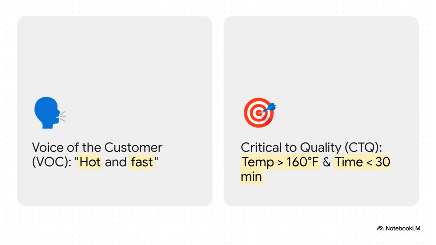But here's the catch: you can't really measure hot and fast, so we have to translate the voice of the customer into things we can measure. These are called critical to quality characteristics, or CTQs. So hot becomes a specific target. The pizza temperature must be over 160 degrees Fahrenheit when it arrives. And fast becomes a clear metric. Delivery time has to be under 30 minutes. See, now we have a concrete, measurable definition of success.